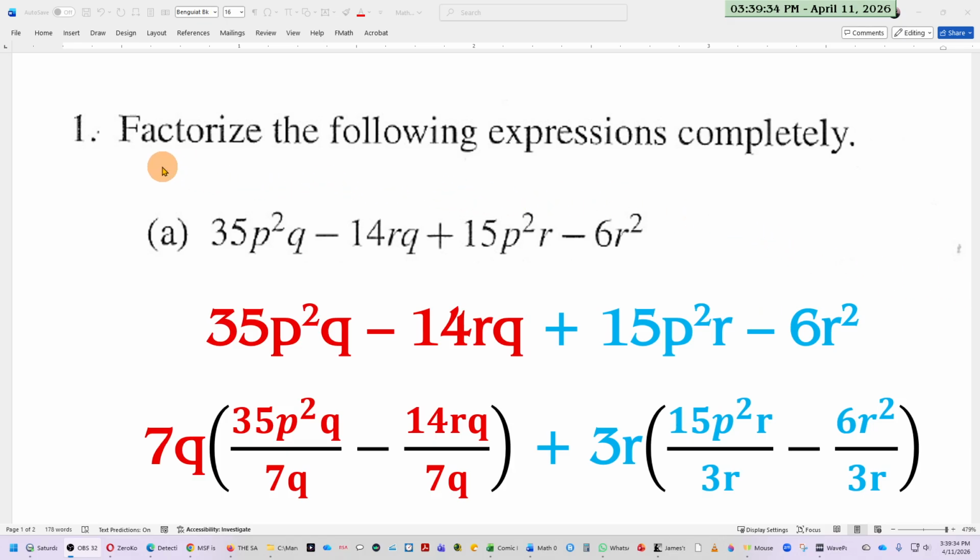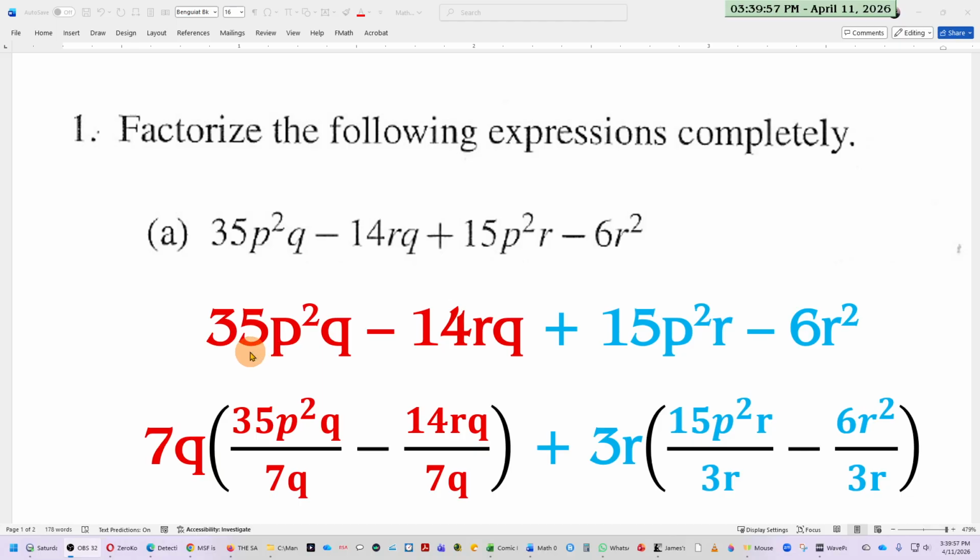This question says to factorize the following expressions completely. So we have 1, 2, 3, 4 terms. Whenever we have 4 terms, we look at the problem half and half. So the first 2 terms, notice I've changed it to red, and the last 2 terms, I've changed it to blue. We factorize these separately.